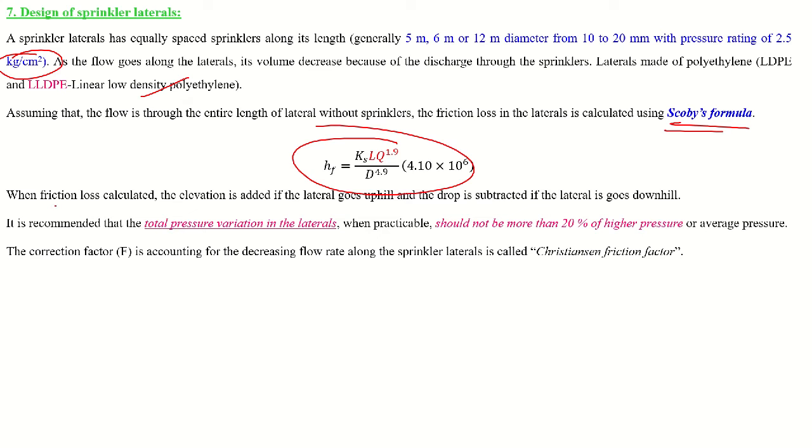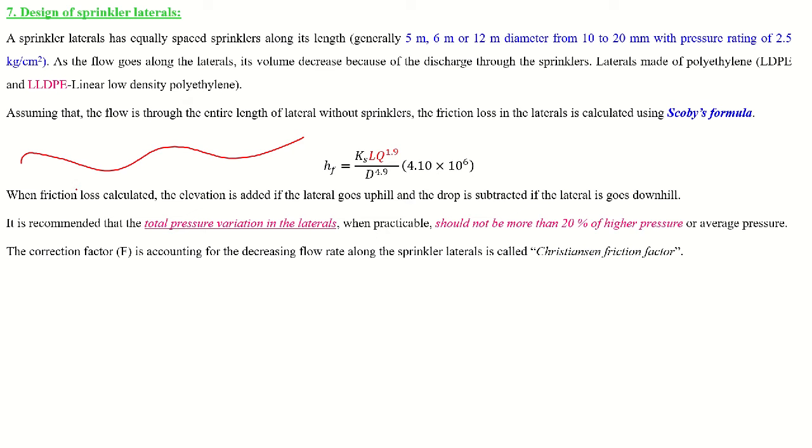Okay. When the friction loss is calculated, the elevation is added if the lateral goes upside. It means our field is undulating like this. So in this condition, when the friction loss is calculated, the elevation should be added. Here the height is increasing, so the elevation should be added. How much height there is, that head should be added. And when it drops, in this condition the elevation should be subtracted when the lateral goes downside.